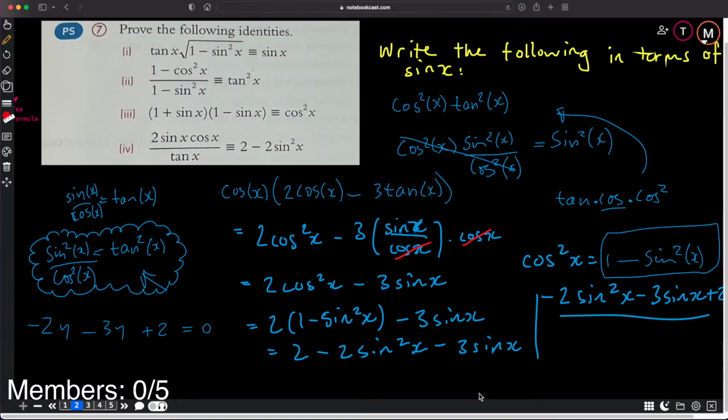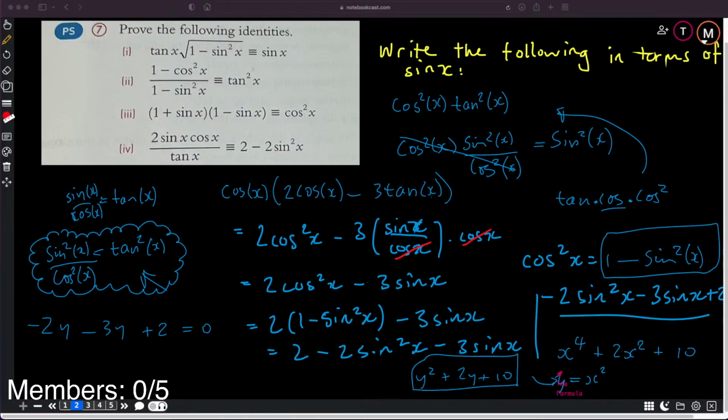GCSE solving trig quadratics. Don't they? They do solving. I mean, there were some questions there about solving trig equations and quadratics, but I don't know if they have to recognize them inside other things. Like you can appreciate you've got x to the power of 4 plus 2x squared plus 10, and then you say y equals x squared, and then you define y squared plus 2y plus 10, solve for this, and then substitute back into this. I don't think they do that at GCSE. I could be wrong.